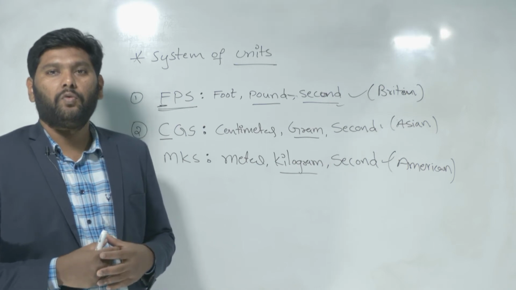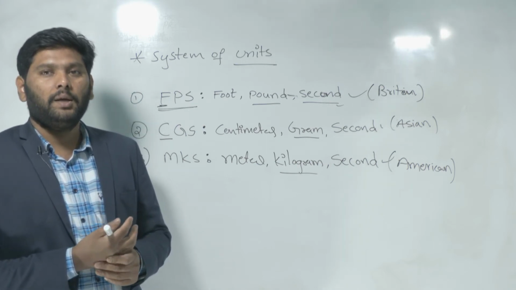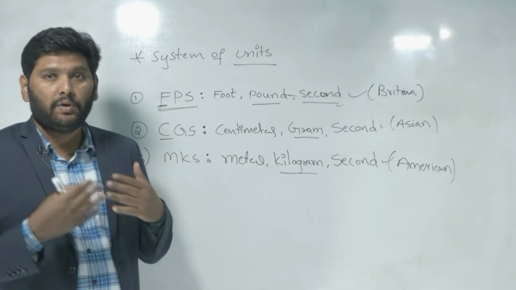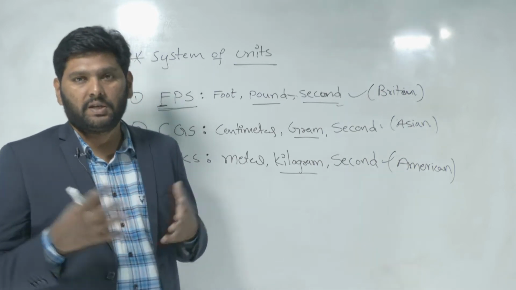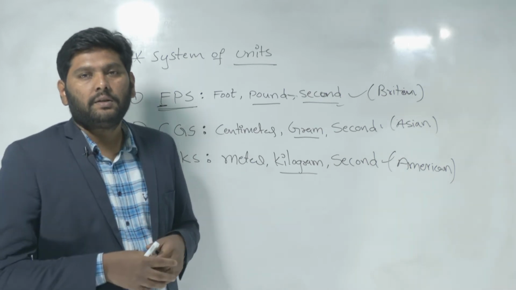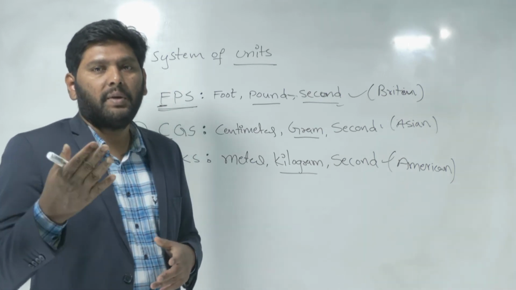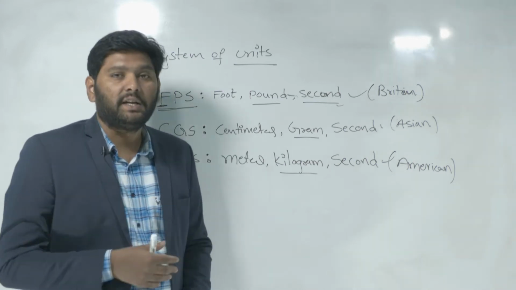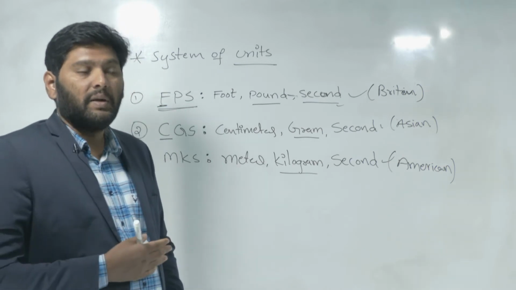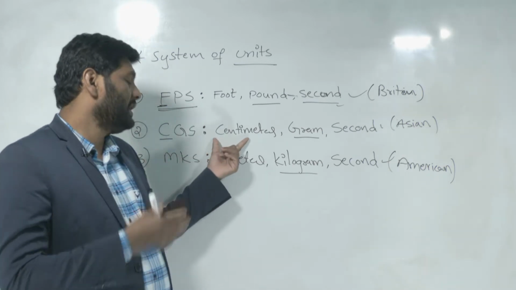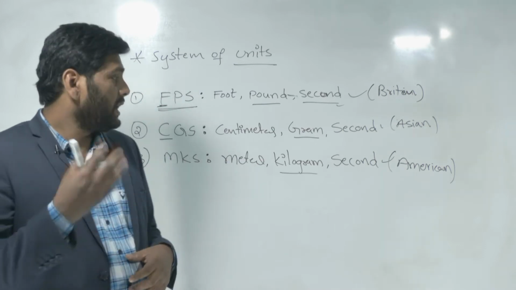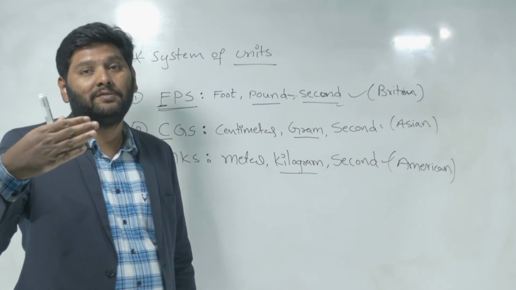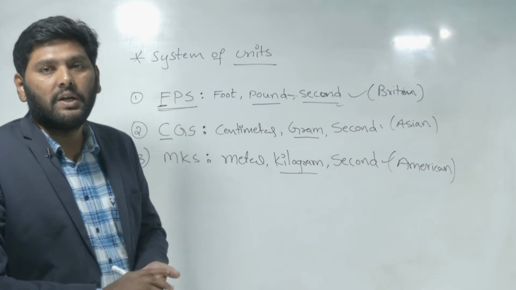For example, if you want to measure length, say I want to purchase 1 meter of cloth. In Britain, if you say 1, he will understand it as 1 foot. In the same way, in Asian countries, if you say 1, he treats it as 1 centimeter. American people think 1 means 1 meter. So there is a difficulty we have.